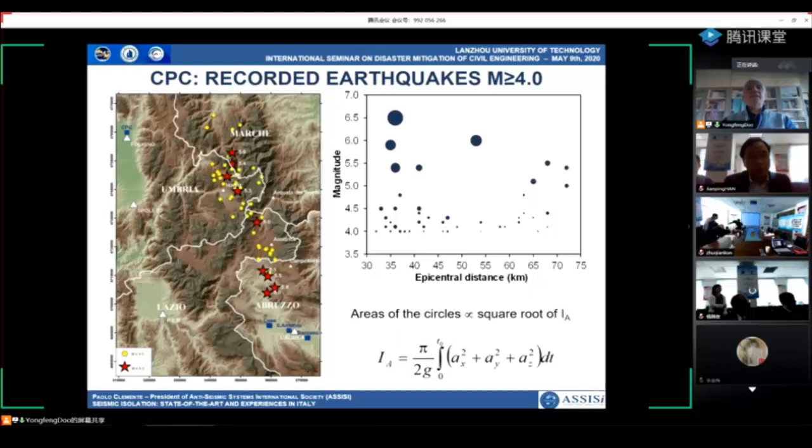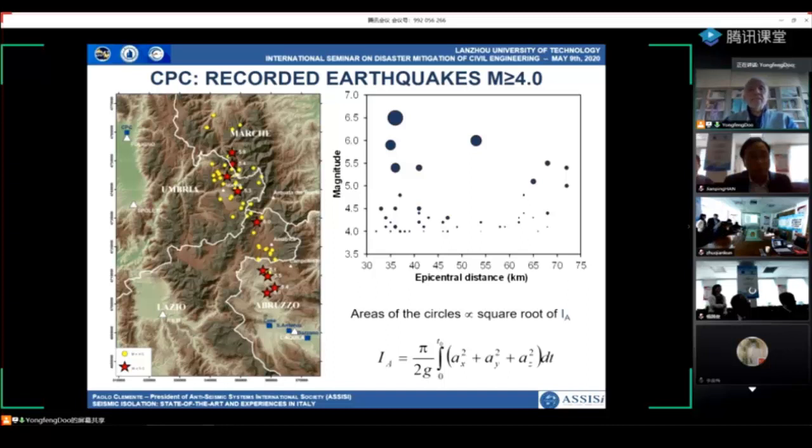All the events of the seismic sequence that struck central Italy starting from August 24th, 2016 were recorded. Those with magnitude higher than 4 are reported in this map on the left, yellow circles, but some of them had magnitude higher than 5, up to 6.5. They are reported by means of a red star.